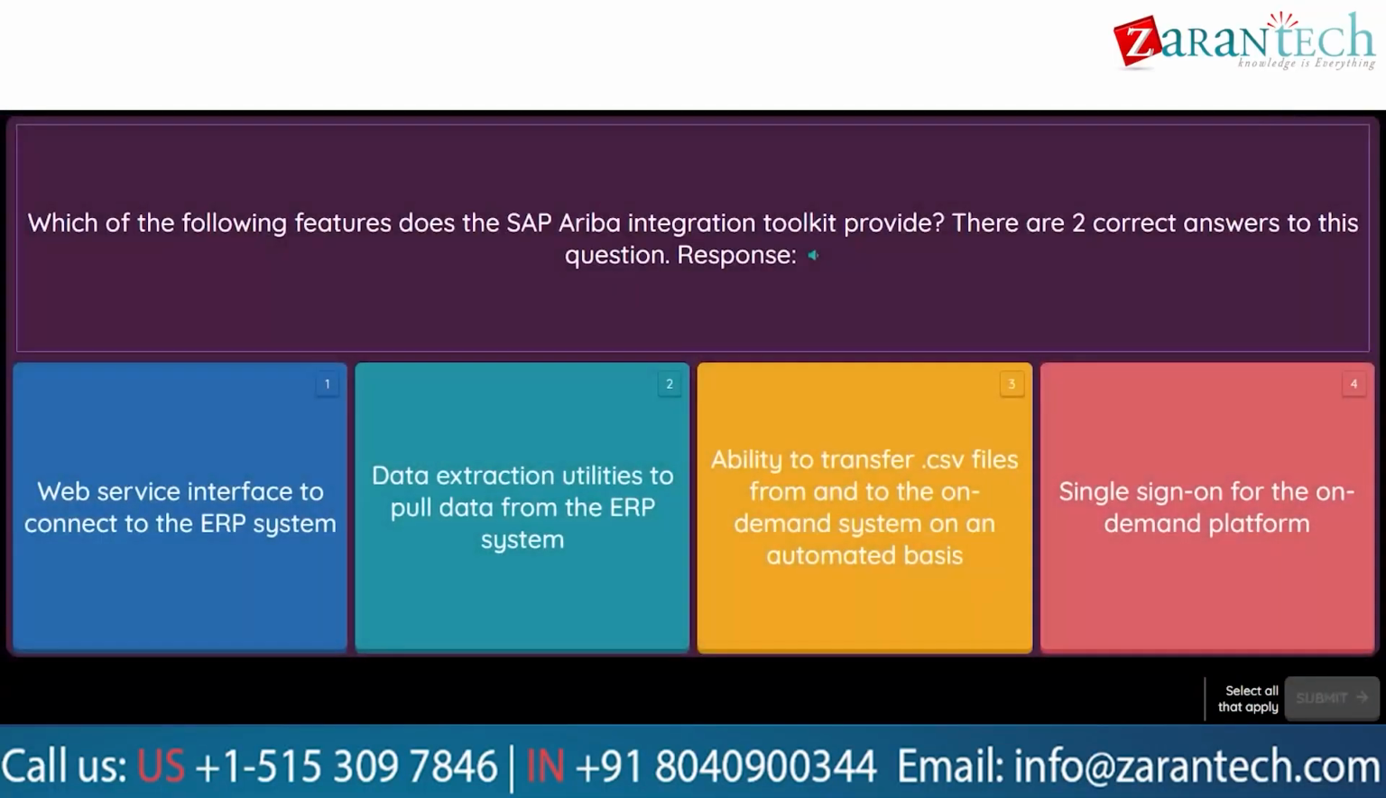Question: which of the following features does the SAP Ariba Integration Toolkit provide? There are two correct answers to this question. Response: Option 1, Web Service Interface to connect to the ERP system. Option 2, Data Extraction Utilities to pull data from the ERP system. Option 3, Ability to transfer .csv files from and to the on-demand system on an automated basis. Option 4, Single sign-on for the on-demand platform.